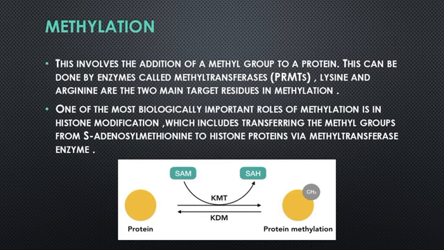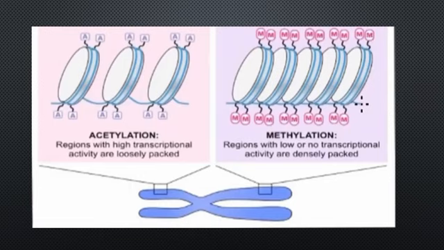One of the most biologically important roles of methylation is histone modification, which includes transferring the methyl group from S-adenosylmethionine to histone protein via methyltransferase enzyme. The picture shows the role of methylation. Regions with high transcriptional activity are loosely packed, and methylated regions with low or no transcriptional activity are densely packed.